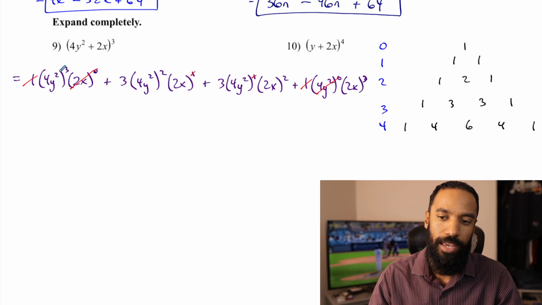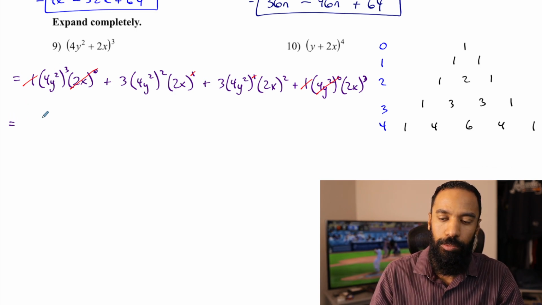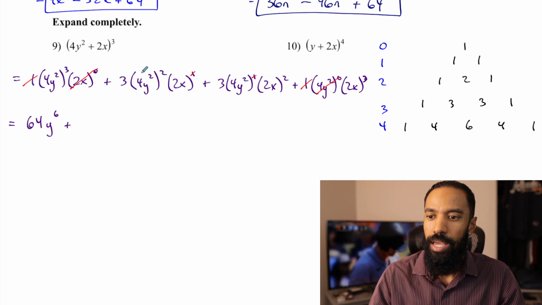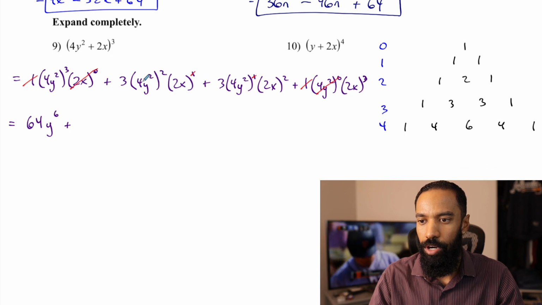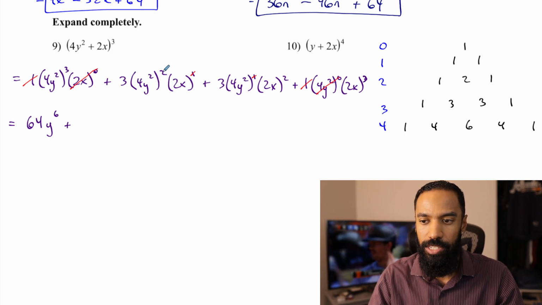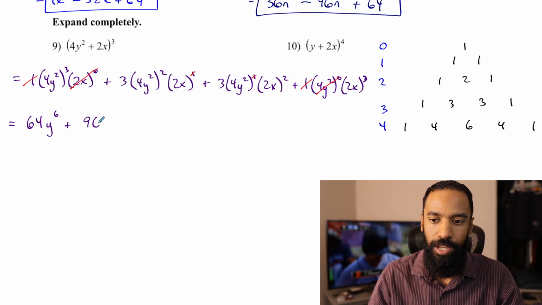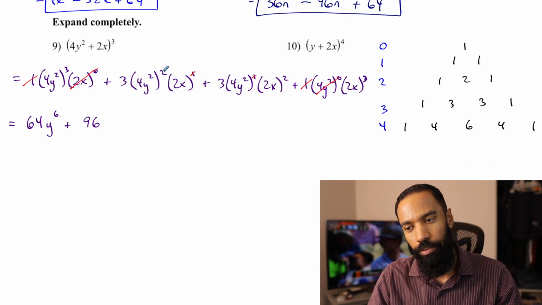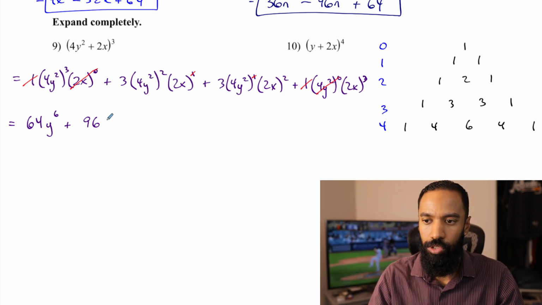I got to do 4y squared cubed. 4 cubed is 64. Y squared cubed is y to the 6th power. You do multiply those. Now, before you do 3 times 4, make sure you are doing 4 squared and multiply that, and the 2, by the way. 4 squared is 16, times 3 is 48, times 2 is 96. So 96. Y squared then gets to the 4th power right there. And then x right there.